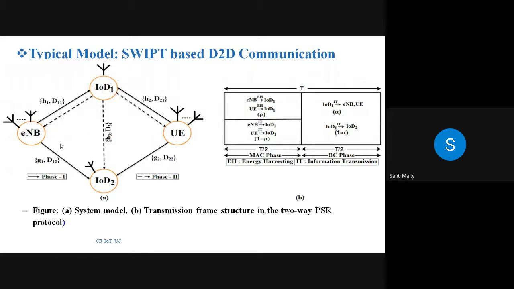So what we have studied in our approach is the relative performance. If this IoT device is simple, a dumb device that amplifies and forwards, or if it has some intelligent application like decode and forward, what is the relative performance? And then we see that decode and forward provides superior performance to that of the amplify-and-forward mode of operation.